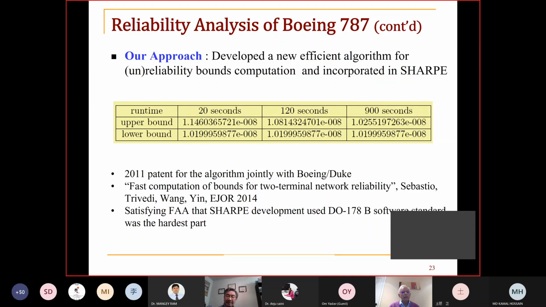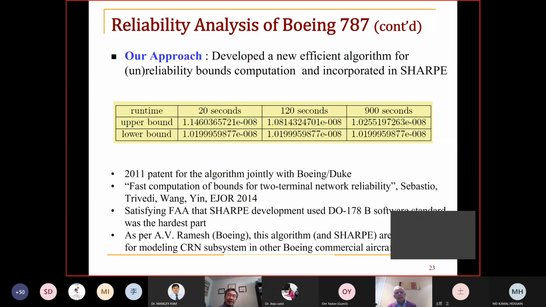Anyway, now I'm told that this algorithm and SHARPE are always used for any subsequent airplane that Boeing develops, for the CRN, that is the current return network subsystem. So that gives you some idea of how practical problems are.